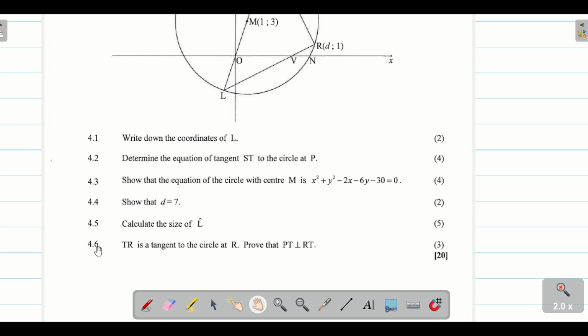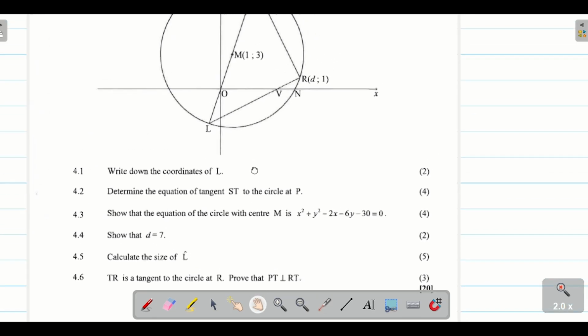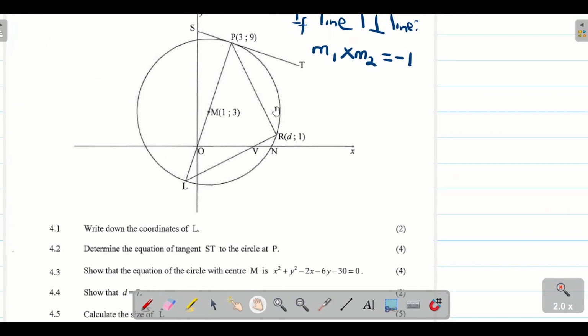The last question we have is 4.6. It says TR is a tangent to the circle at R. So let's look at TR. TR is that. So let's try to draw TR. All right, so that's TR.